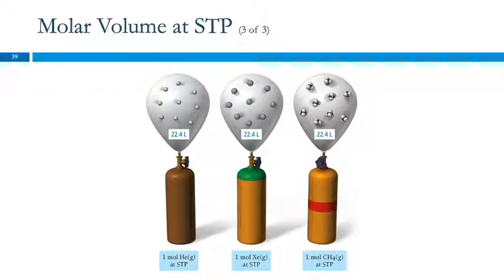So here we have an illustration. Here we have helium, xenon, and methane gases. At STP, 1 mole of helium, 22.4 liters. 1 mole of xenon, 22.4 liters. 1 mole of methane, 22.4 liters. Now, would these balloons weigh the same? No, they wouldn't. But they would take up the same volume. It's all 22.4 liters.